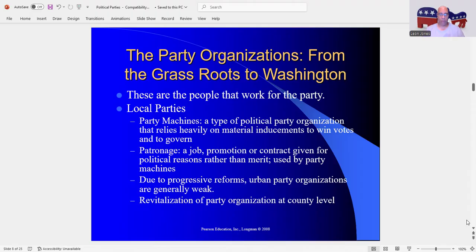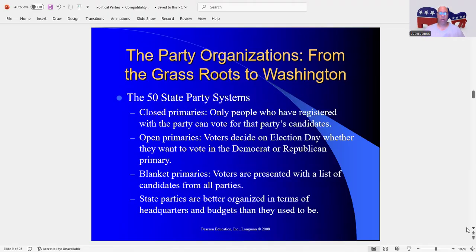Let's say the revitalization, that's the revitalization of party organization at the county level, which is basically your local level as well. The 50 state party systems. Well, we have closed primaries. Only people who have registered with the party can vote for that party's candidates. Open primaries. Voters decide on election day whether they want to vote in the Democrat or Republican primary. Then we have blanket primaries. Voters are presented with a list of candidates from all parties. State parties are better organized in terms of headquarters and budgets more today than they used to be.